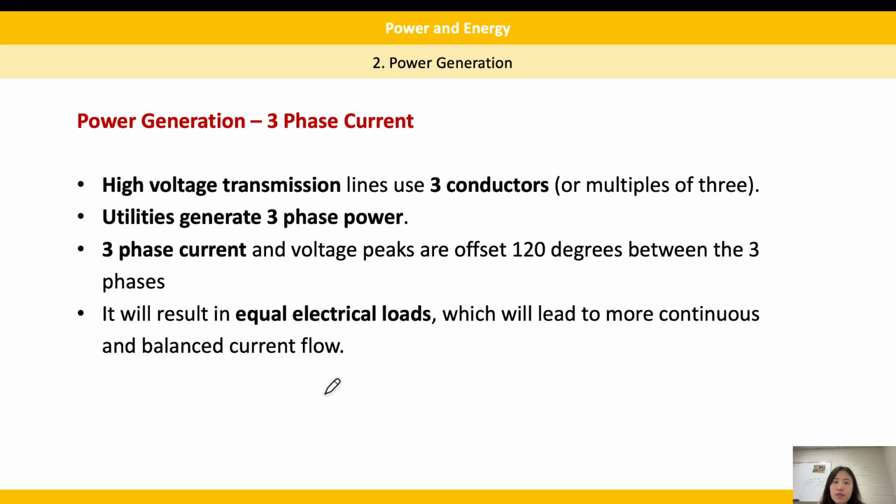Let's see the types of current from the power generation. This one is 3-phase current. The high voltage transmission lines usually use 3 conductors. Utilities generate 3-phase power, and in 3-phase current, the voltage and current peaks are offset 120 degrees between the 3 phases. It results in equal electrical loads, which leads to more continuous and balanced current flow.